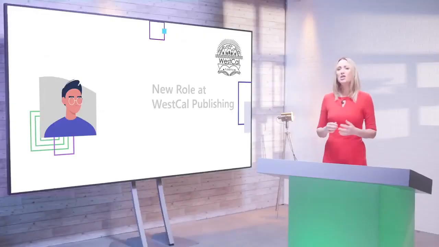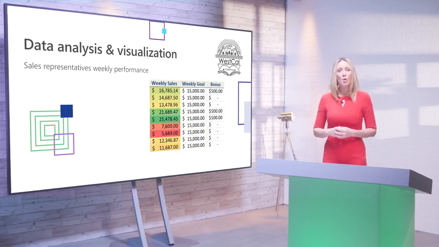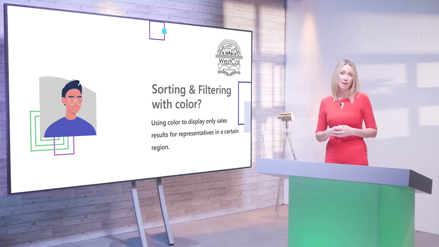First, let's look at an example scenario. Thomas has just been promoted at Westcal Publishing. Part of his new role involves working closely with the sales department. One of his primary responsibilities is improving data analysis and visualization for all sales representatives. He has been asked to find a way to colourfully display the sales results from representatives who are consistently hitting weekly targets. By using conditional formatting, he can have a colour generated automatically for those who are meeting their targets.